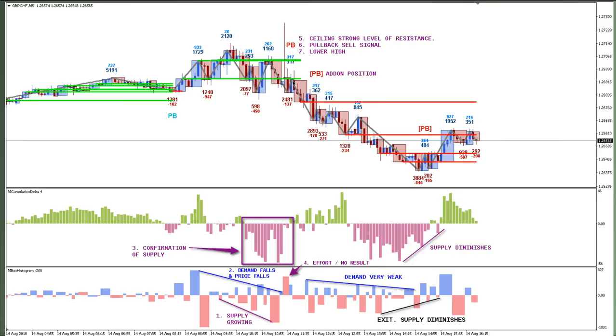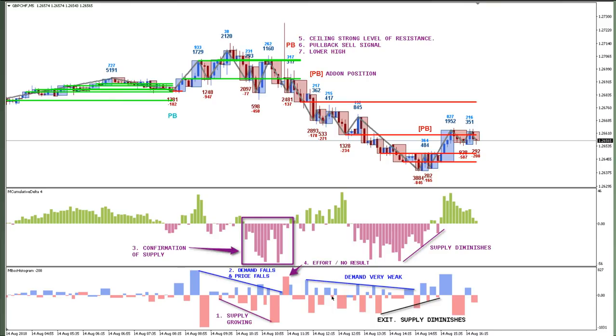It's a beautiful setup, because when you can combine growing supply, demand exhaustion, and a case of effort and no result, it's a beautiful, beautiful setup, when we can confirm a signal with this sort of criteria. Price comes crashing down, bam, we've got a pullback here, we've got an opportunity for an add-on position.